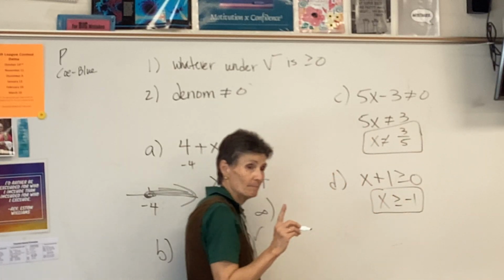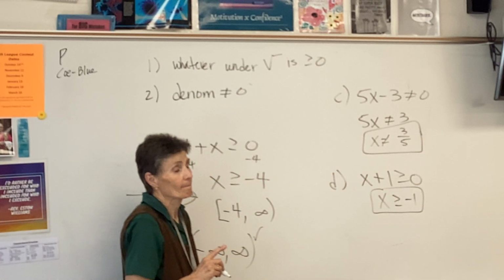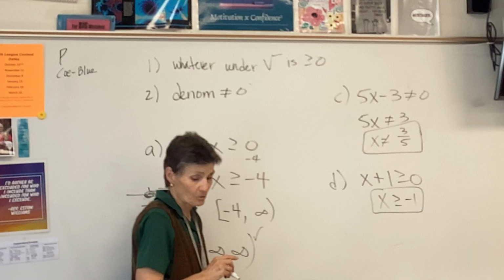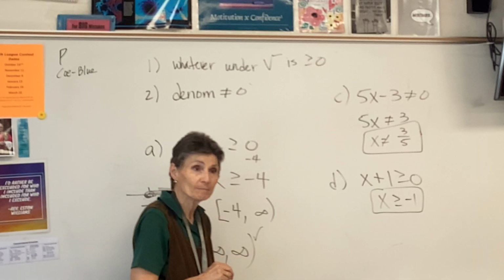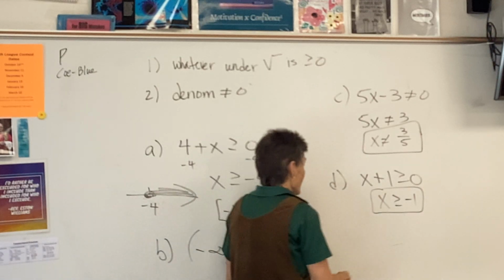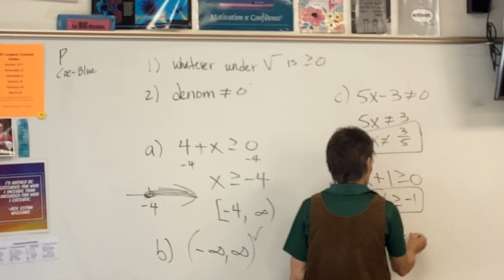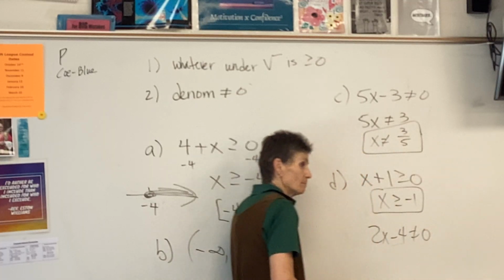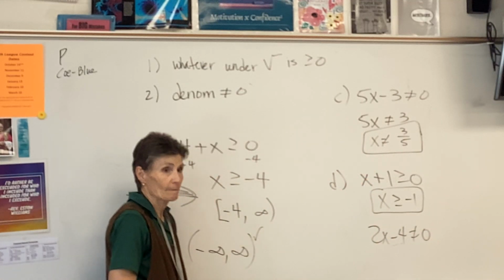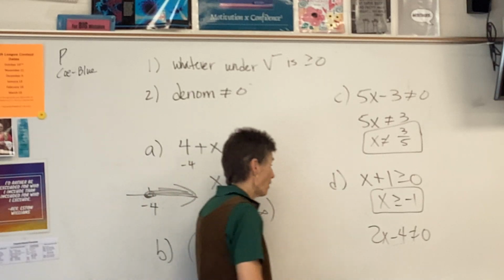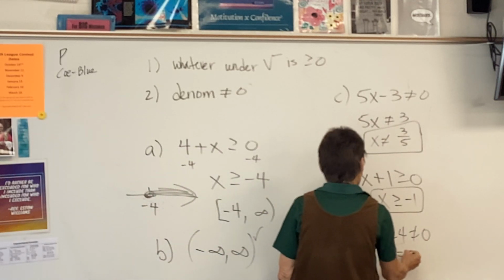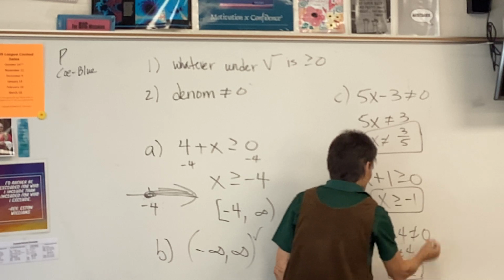I'm not done yet, because I also have a denominator, and the denominator cannot equal 0. So I'm going to solve it, divide by 2, and x cannot equal 2.